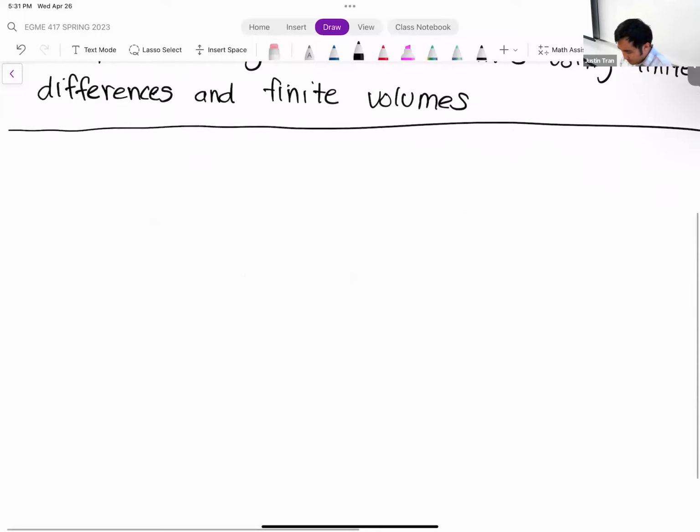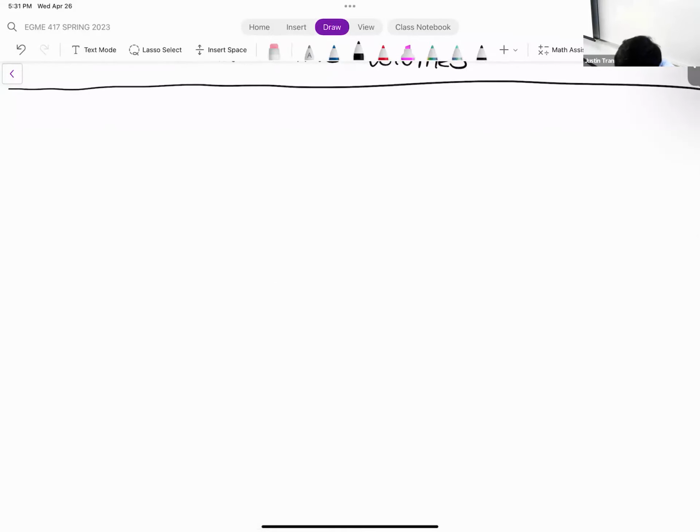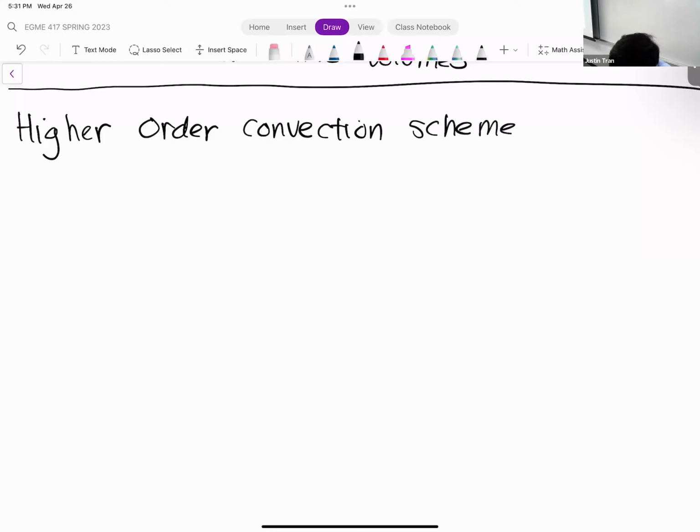Okay, so let's go ahead and get started. Let's talk about higher order convection schemes. Okay. And so, of course, based on the title, you can see that we're talking about convection, right? If you recall our discussions about convection, both with finite difference and finite volumes, convection always has its challenges. It's always a lot more difficult to work with than just pure diffusion.